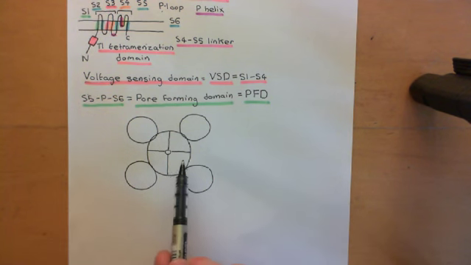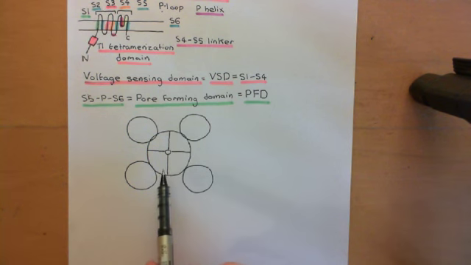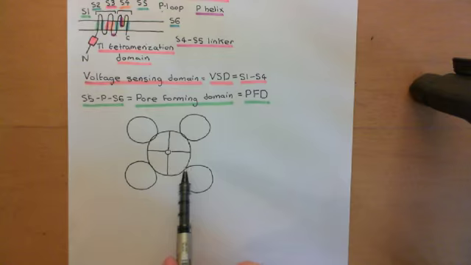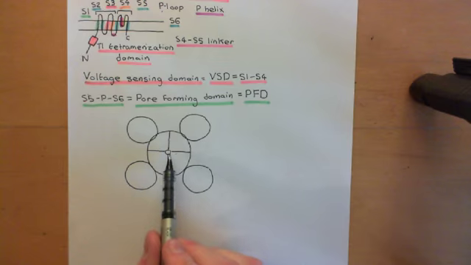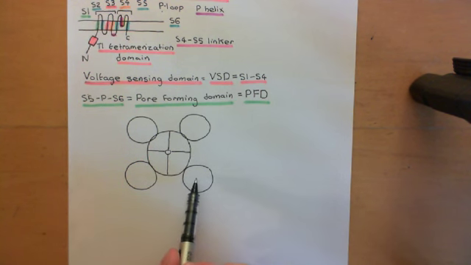So each alpha subunit of the voltage-gated potassium channel has its pore-forming domain lining the center, and then it has its voltage sensing domain sitting behind it. That's really simple. Okay, however, there's a subtlety here. This voltage sensing domain here is not the one that corresponds to this pore-forming domain here. This is from a different alpha subunit than this one.